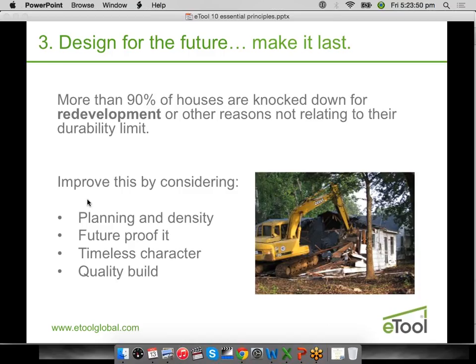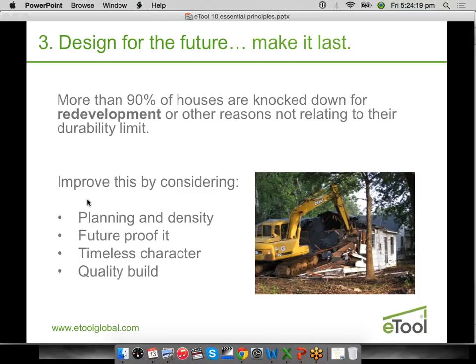Third principle is make it last. 90% of the houses are knocked down due to redevelopment, not because of their structural integrity, but because they're being redeveloped to higher density development. So the price of the land will increase. They will knock it down, buy the surrounding house, and build a multi-residential development on that land.